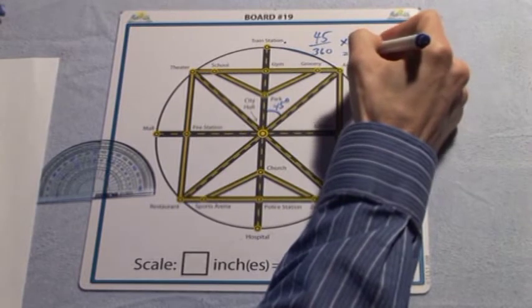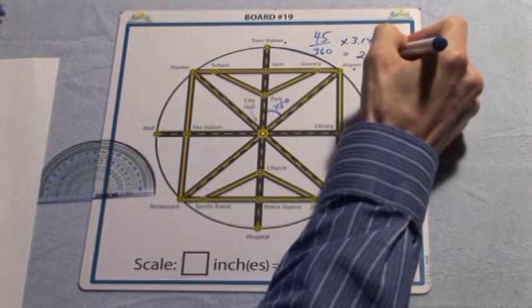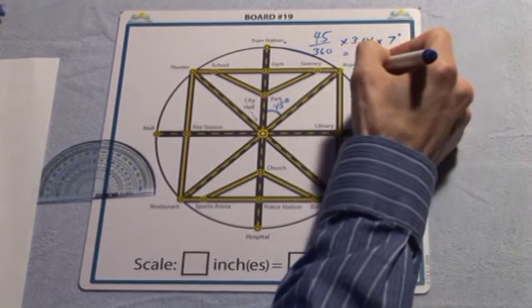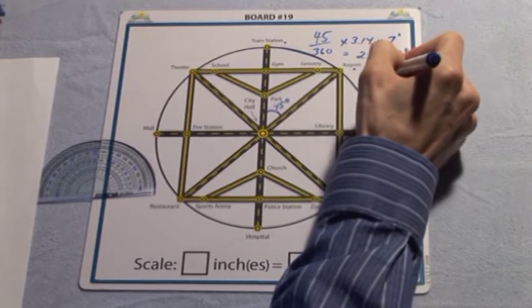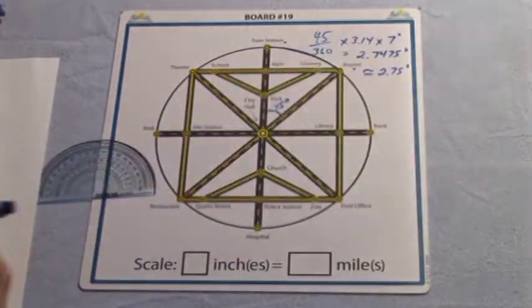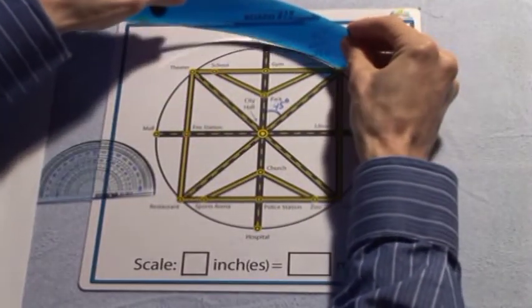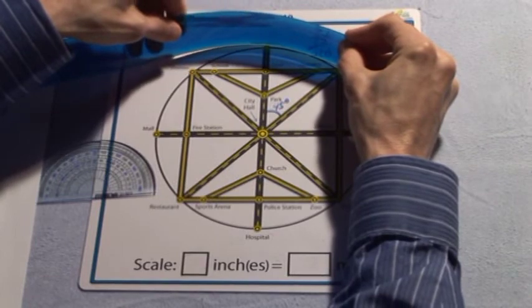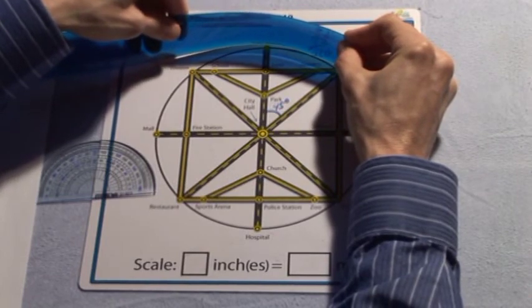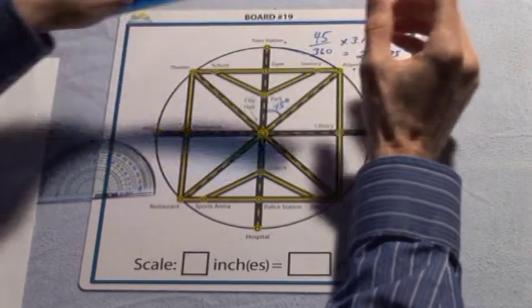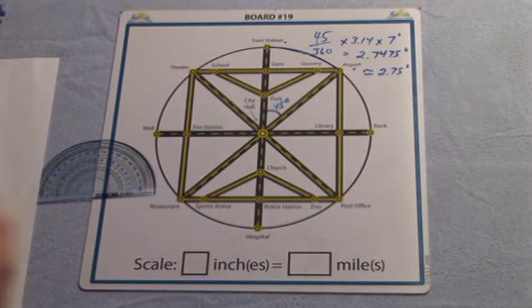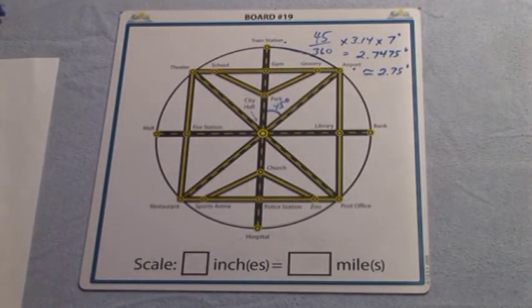And when you make that calculation, you get 2.7475 inches, or you can round that to 2.75 inches. Again, we can verify that answer. We'll put our ruler on here, and we can measure this way this time, and it is approximately 2.75 inches. So this is how you use board number 19 to calculate arc length.